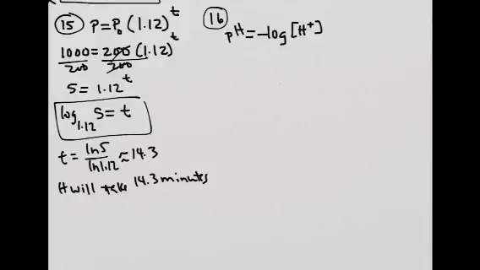Okay, so for 16, it says most swimming pool experts recommend a pH between 7 and 7.6 for water in a swimming pool. And they want you to find the difference between the two. Okay, let's see. Difference in hydrogen ion concentration, okay, over this range. So we're going to find it for 7.